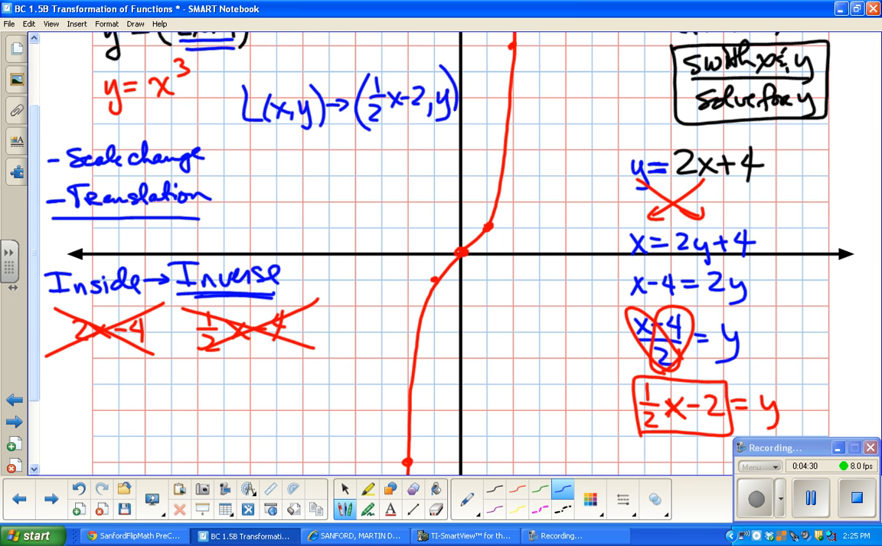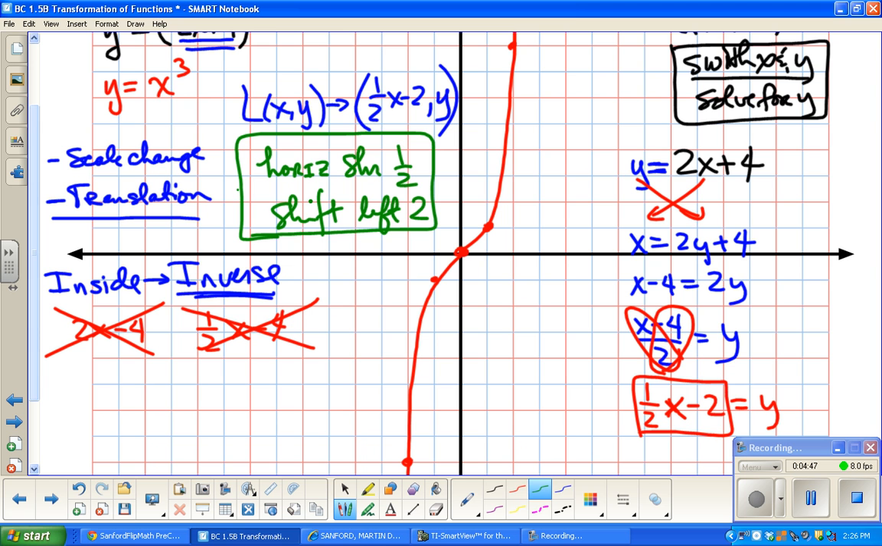The y's are not affected. In terms of wording, this was a horizontal shrink of 1/2, a shift or slide left of 2. Notice the order I put that in. I have the shrink or stretch first because it's about multiplication or division, and the shift after that.